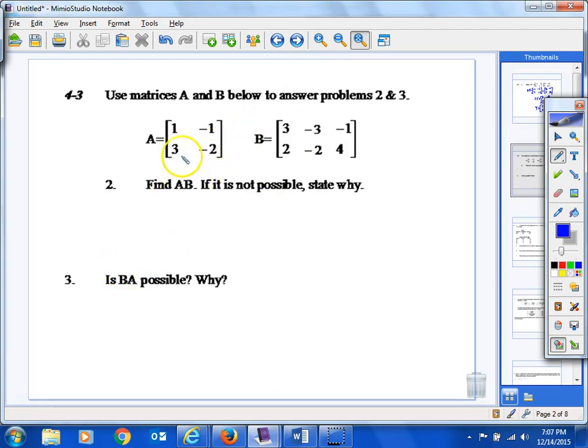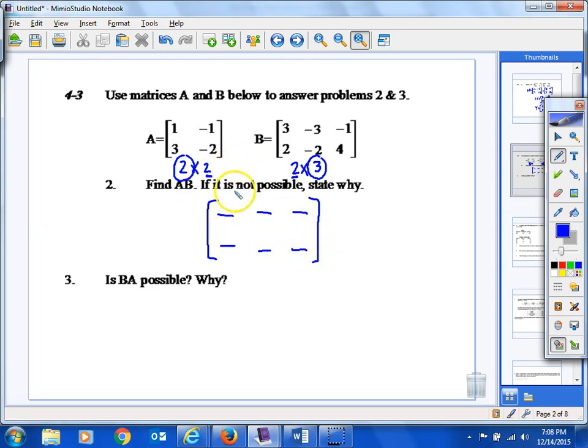We're supposed to multiply matrix A times matrix B. Well, let's see if it's possible. To know if it's possible, we write the dimensions. This matrix is a 2 by 2. This matrix is a 2 by 3. It's possible if the numbers on the inside match each other, and they do. So it is possible. The outside numbers, in this case the 2 and the 3, will tell us what our product matrix should look like. So we should have a 2-row, 3-column matrix as a product.